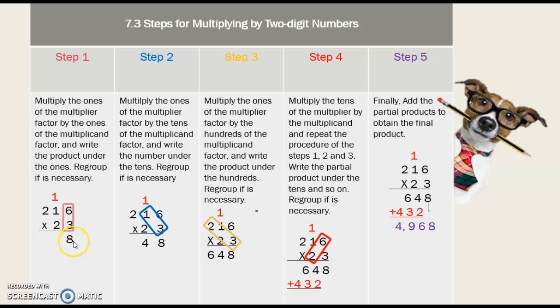Multiply the ones of the multiplier factor. Now let's see, it is number 3, by the ones of the multiplicand factor, which is the 6. 3 times 6 is 18, and write the product under the ones. Let's see, you put the 8 under the ones and regroup the 1 in the place of the tens.